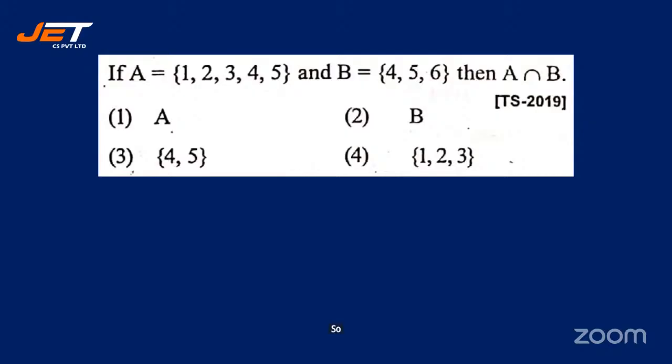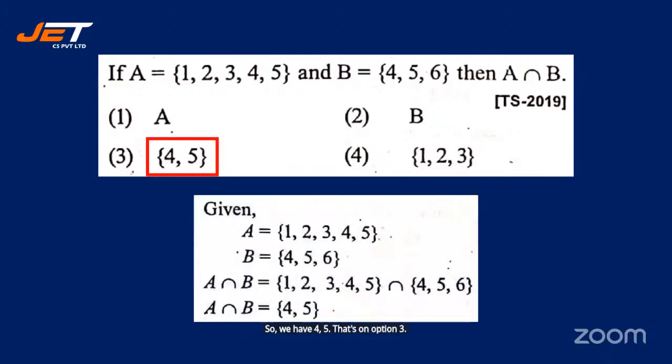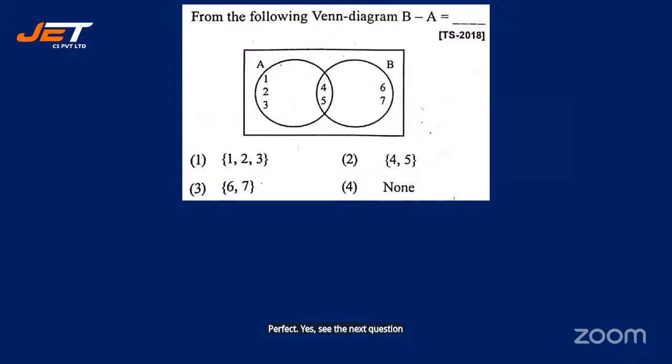So we have 4, 5. That's option 3. Right? Yes. See the next question. From the Venn diagram, what is B minus A? Quickly give me your answers. You can take 1 full minute, not more than that. Your time is running.